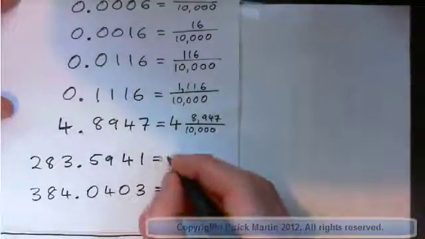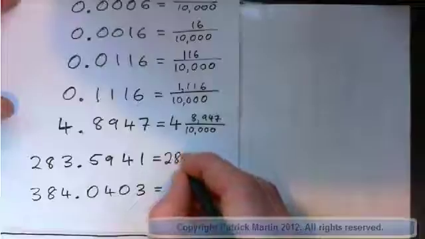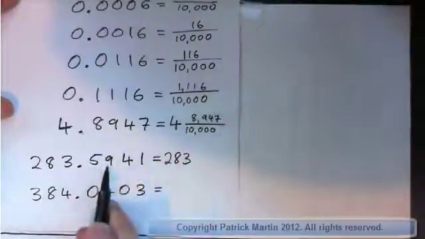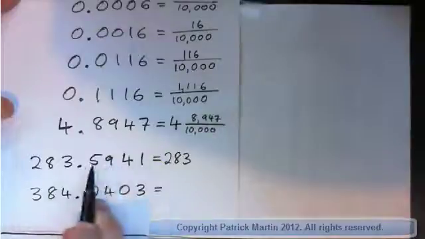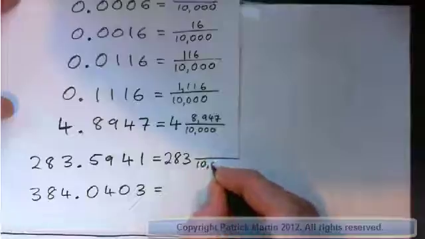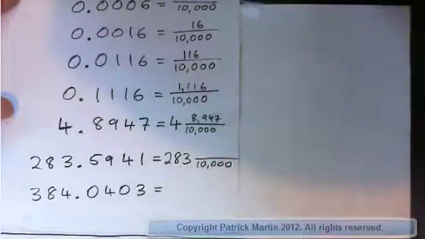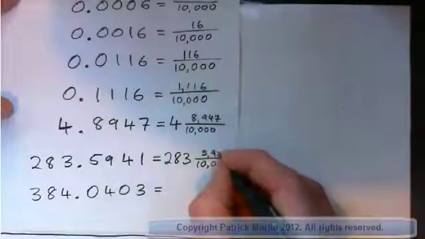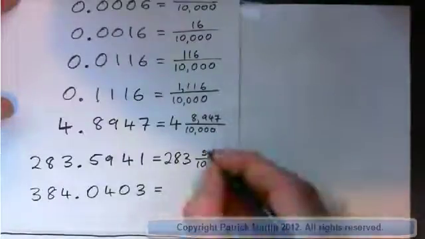So this one is 283, and I got 1, 2, 3, 4 digits. Tenths, hundredths, thousandths, 10 thousandths. So I know it has to be 10,000. How many? 5941. Okay.